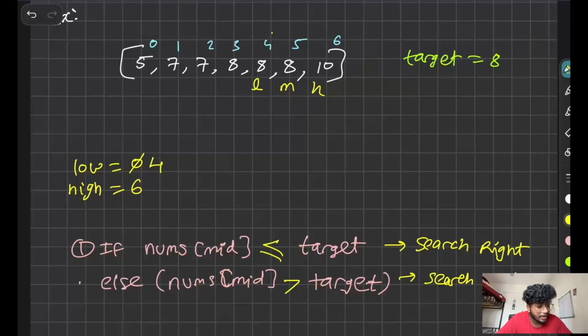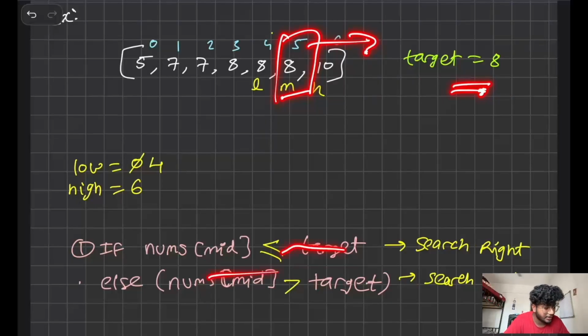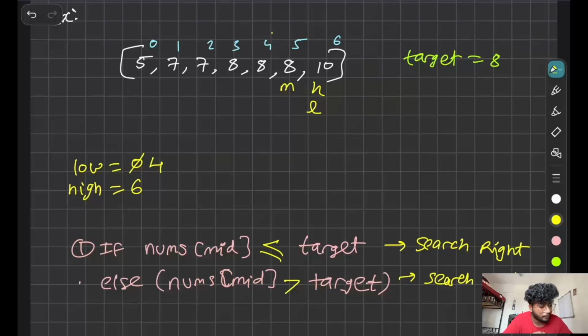So again I'll check, is my nums of mid equal to target or less than target? So it is less than or equal to target, right? So I'm saying, okay, this might be my answer because it is equal to target as well. But let's search right once more, so we might find something more to the right. So let's search right again as this condition holds. So to search right, I would update my low pointer to be mid plus 1, which would be 5 plus 1, 6. Right. So this is my low, this is my high.